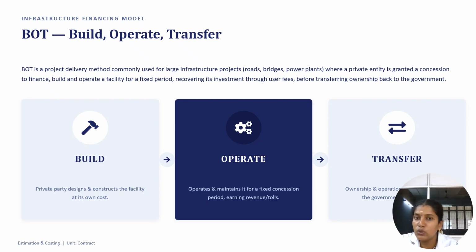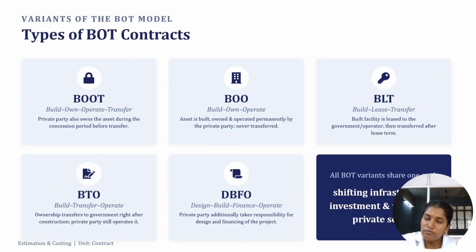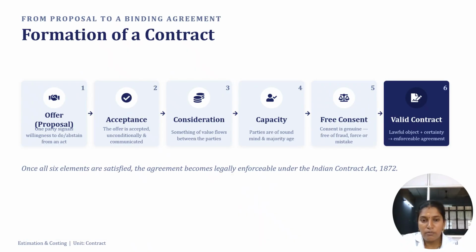So that is called transfer. It is clear for tolls, a reputed limited company takes over the construction of a lane with a toll. They construct at their own cost, maintain it for some years, and after that they hand over to the governmental authority, right? So that is build, operate and transfer. This is one concept in the contract, right? Then types of BOT, there are different types of BOT contracts available, right? BOOT, build, own, operate, transfer, and build, lease, transfer. Likewise, there are some other types also, right?